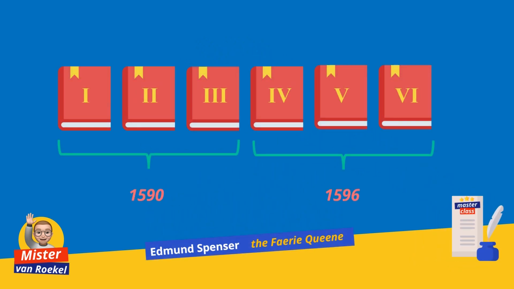The first 3 books of The Faerie Queen were published in 1590, and the second set of 3 books were published in 1596. Edmund Spenser actually wanted to write and publish 12 books, so even though the poem has 36,000 lines and over 4,000 stanzas, the poem itself is incomplete. The poem was composed during the reign of Queen Elizabeth I.